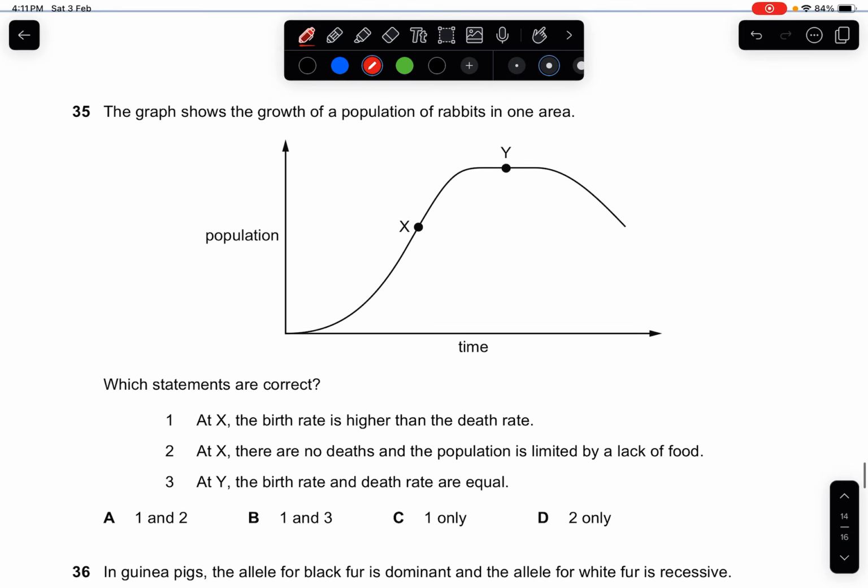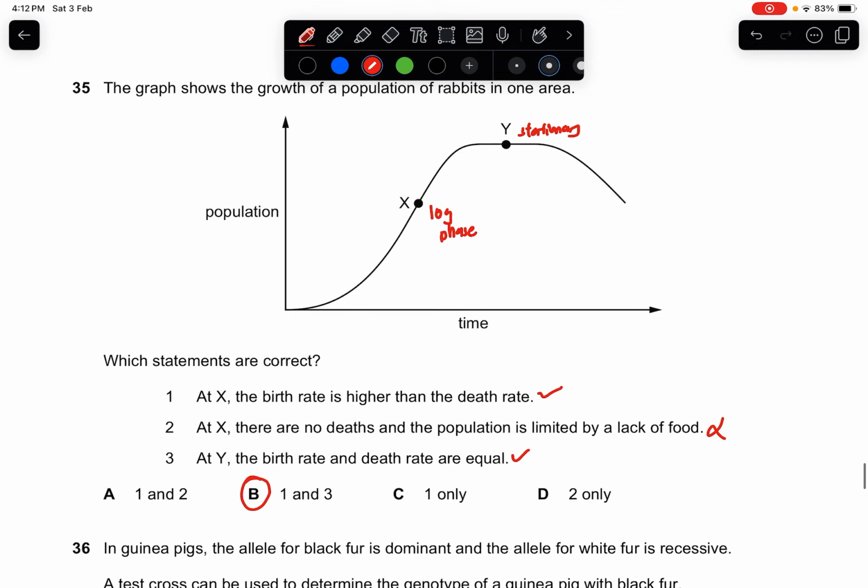Question 35. The graph shows the growth of a population of rabbits in one area. Which statements are correct? At X, the birth rate is higher than the death rate. Correct, because this is a log phase or an exponential phase. At X, there are no deaths and the population is limited by a lack of food. That is incorrect. At Y, the birth rate and death rate are equal. This is stationary. So therefore, 1 and 3 are correct.